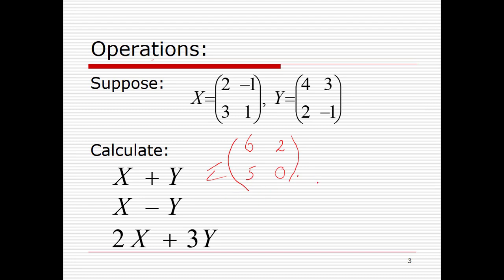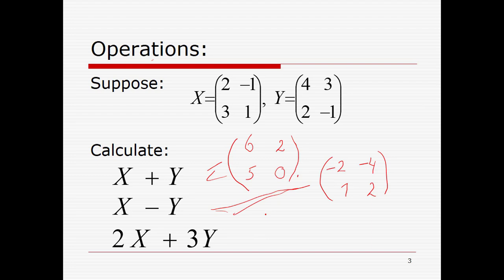If we look at x minus y, it's exactly the same situation. So we just do 2 minus 4 becomes minus 2, minus 1 minus 3 is minus 4, 3 minus 2 is 1, and 1 minus minus 1 would become 2. So this one will give that result.